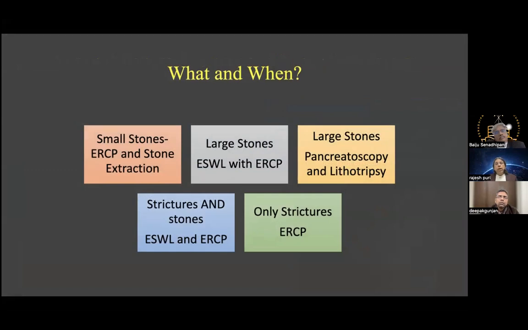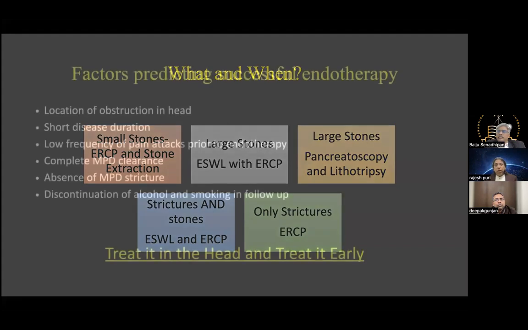So what to do and when? Small stones, ERCP and stone extraction, you can do the balloon sphincteroplasty. If the stones are larger, do the ESWL without ERCP. Pancreatic lithotripsy should be reserved for a small subset of patients. Stricture with stone, do the ESWL, dilate the stricture, and then do the ERCP and remove the stone. Only stricture, you do multiple plastic stents. If the patient has full-length stones in the pancreatic duct, or multiple strictures, subject them to surgery rather than doing the endotherapy.